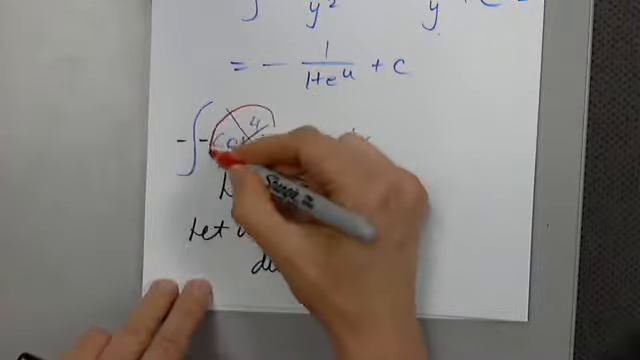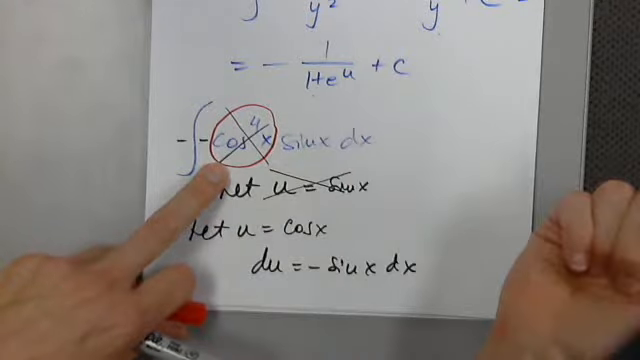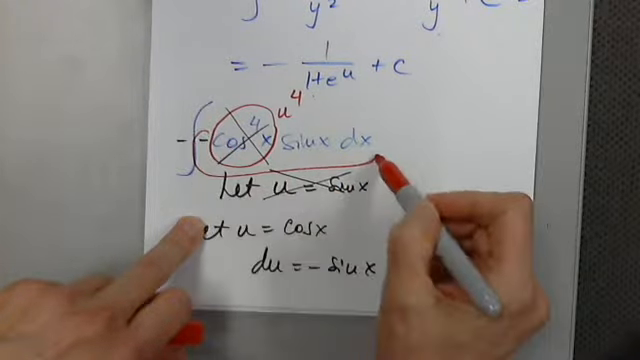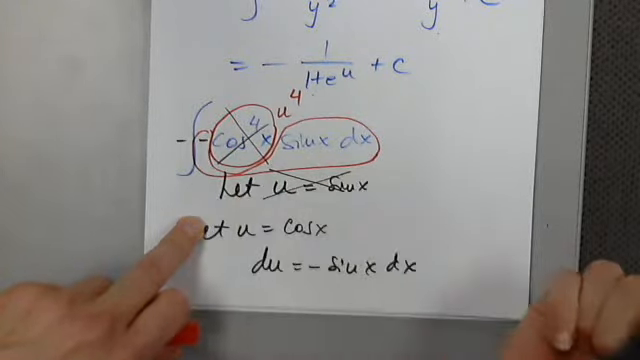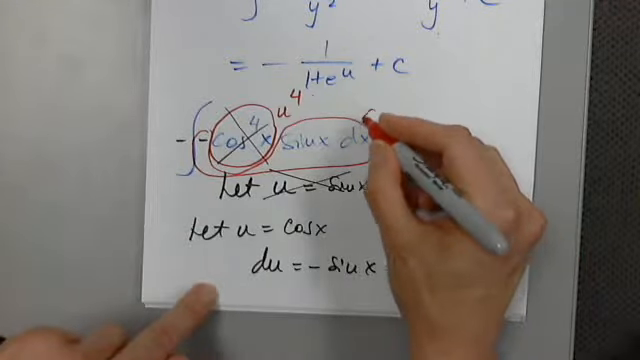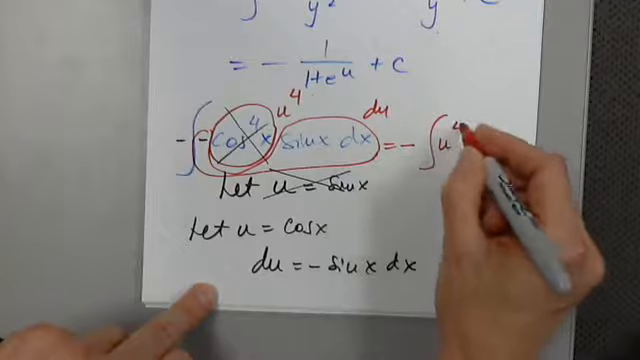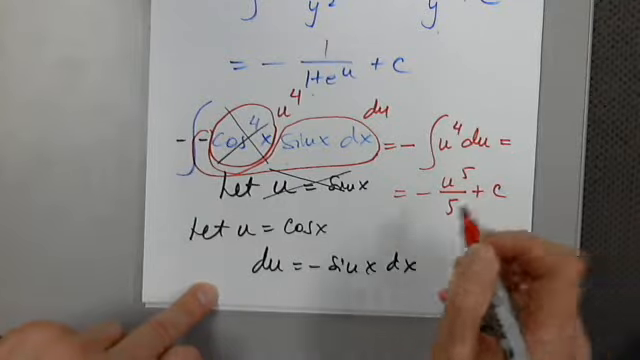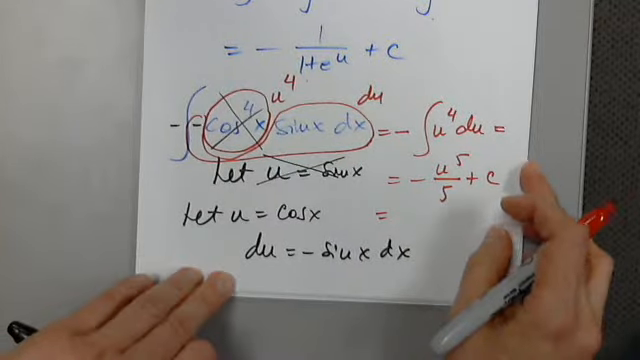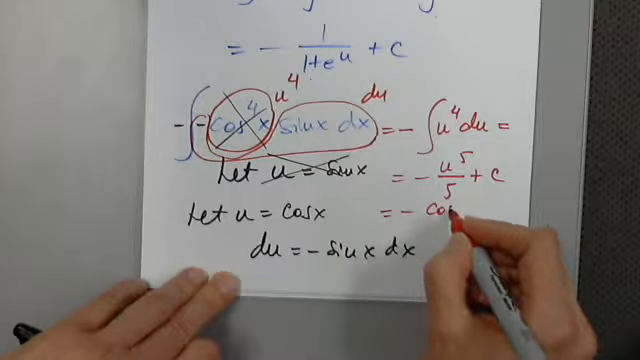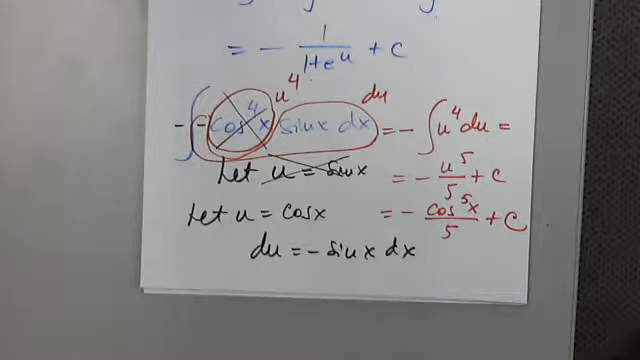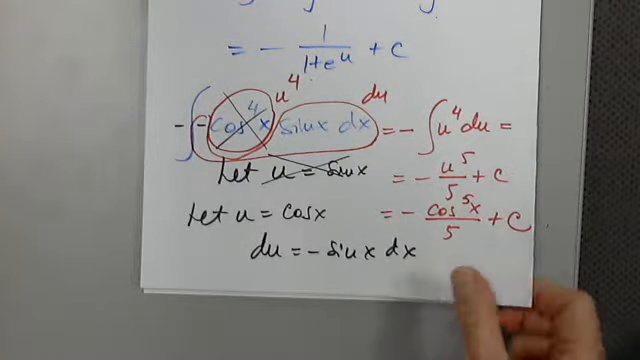That this is the same with what? U to the fourth. And what will this be? The negative sign, the sine and the dx. Very good. So this is negative the integral of u to the fourth du, so negative u to the fifth over 5 plus a constant c. It's indefinite. I have to go back to negative cosine to the fifth x divided by 5 plus a constant c. Are we okay with this? Yes?